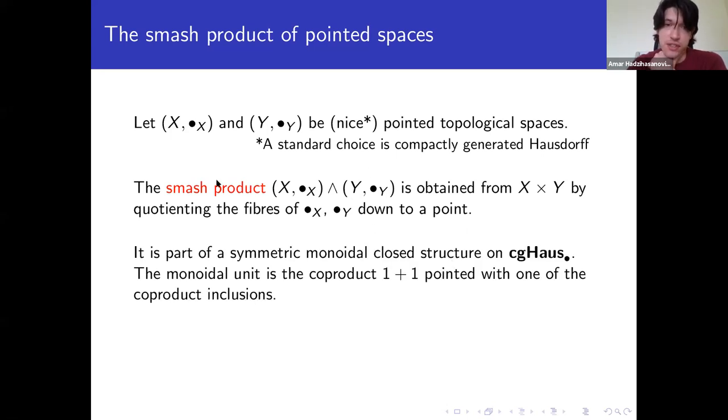And then this space is going to be naturally pointed with the quotient of both of these fibers, which intersect in the pair of the two base points. So that gives us a pointed space, and this smash product is part of a symmetric monoidal closed structure on pointed spaces, and its monoidal unit is the pair of two points, so it's a coproduct of the one point with another point, pointed with one of its two points. You can also see this as the zero sphere.